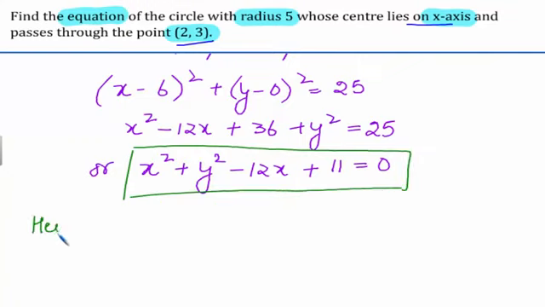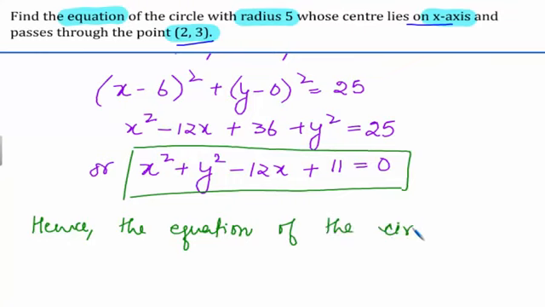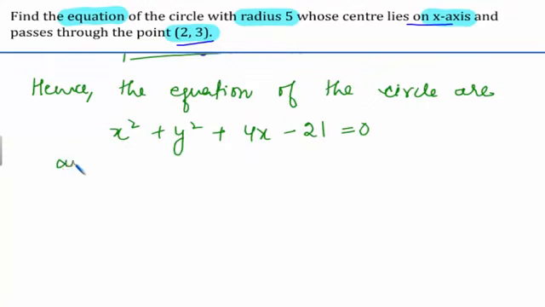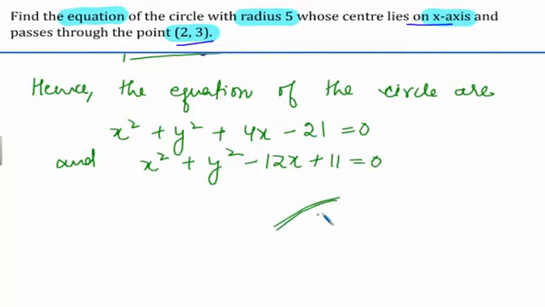Hence our answers, the equations of the circle, are, in the first case we got x square plus y square plus 4x minus 21 is equal to 0 and x square plus y square minus 12x plus 11 is equal to 0. This completes the solution.